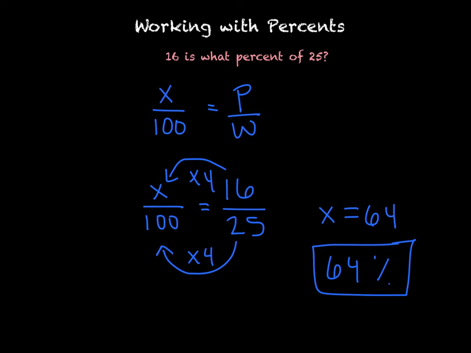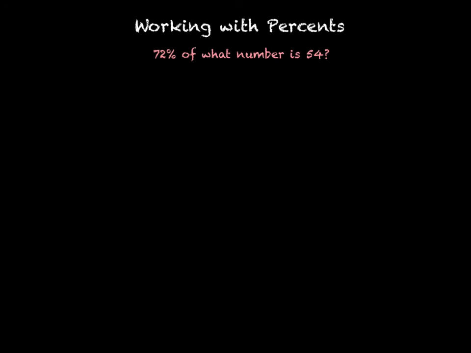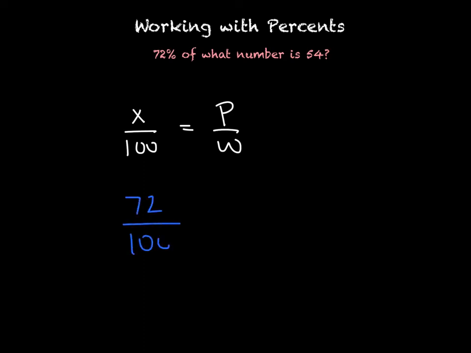Let's try another one, see how you do. Go ahead and try this one. 72% of what number is 54? Pause the video and then I'll show you how to do it. So remember, our percent is a part to whole relationship. So I'm just going to fill in our information. I know we have 72%, and I'm going to put that over 100. That's our part and our whole. 72 out of 100 is 54 out of what number. So 72% of what number is 54.